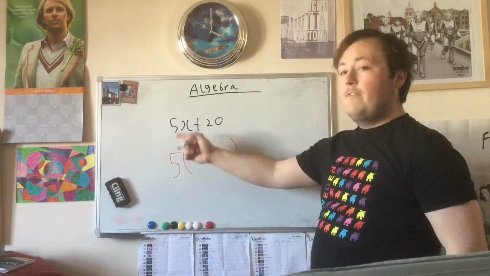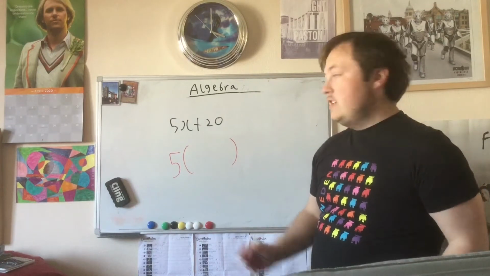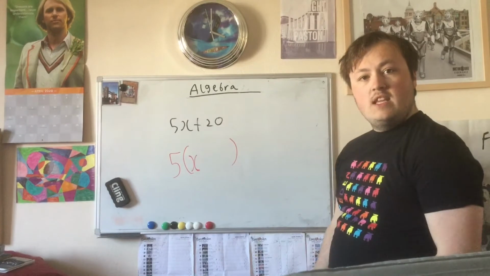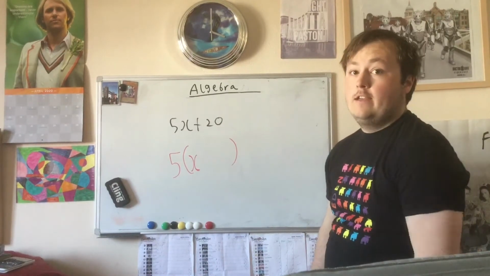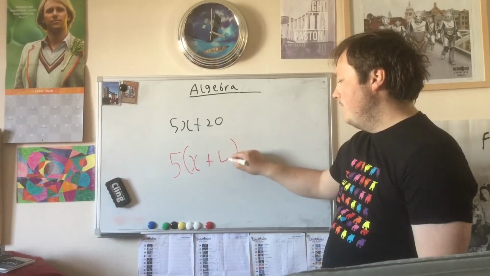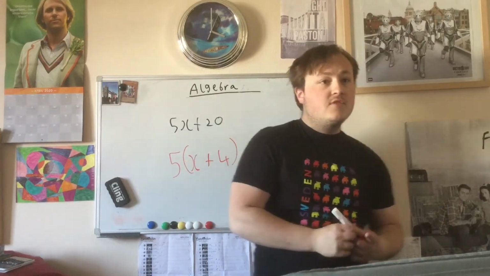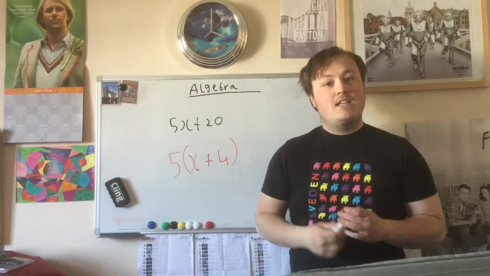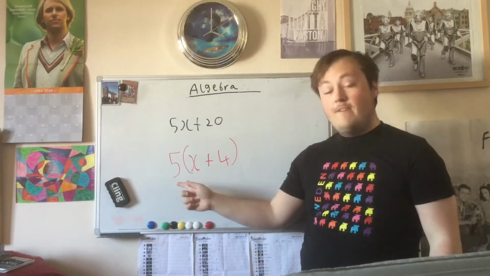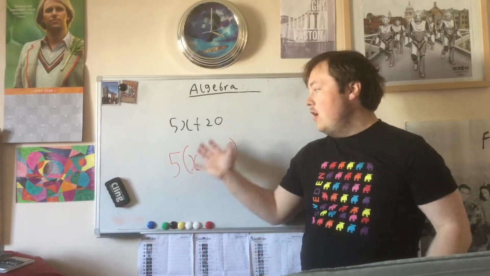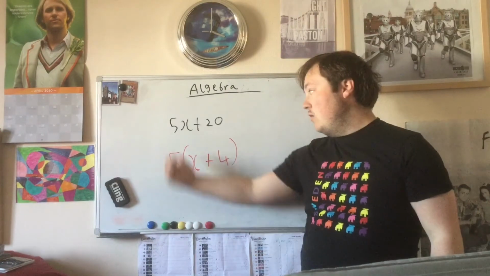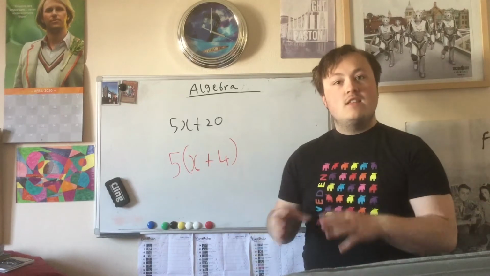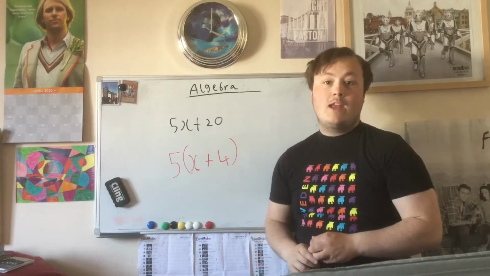So what is 5x divided by 5? Well, that just becomes x. We have our 20. What's 20 divided by 5? That becomes 4. Do we need to do anything else? No. So we just leave it as that. And that's factorising. These are the 2 factors, 5 and then x plus 4, those two factors, when multiplied together, will get us that equation. And that's what factorising is. Simply finding the factors of equations.